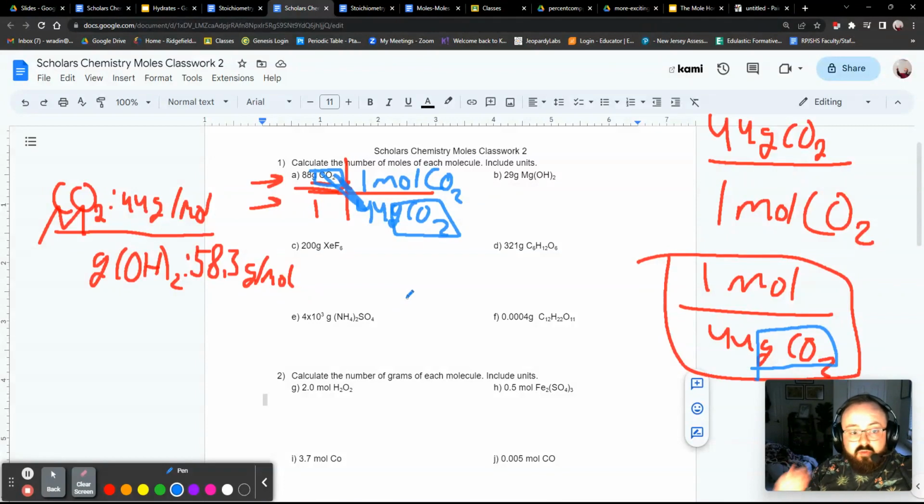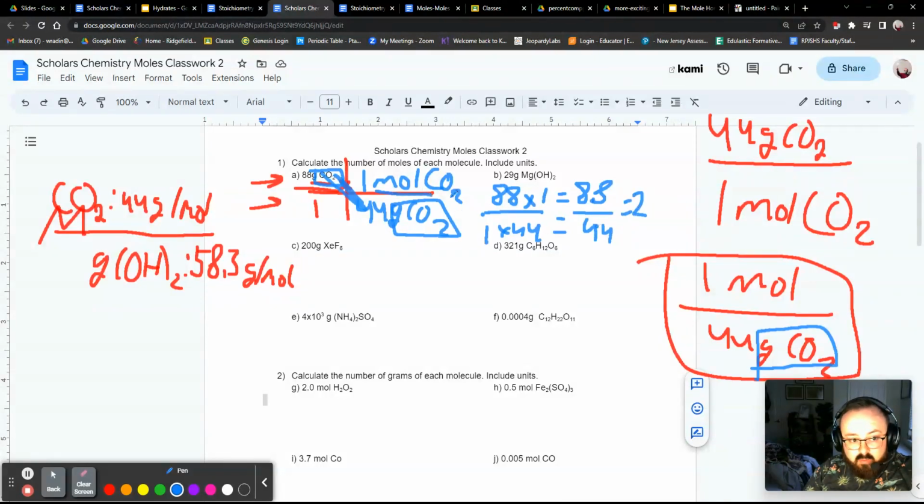All that's left is to multiply. We multiply the top numbers: 88 times 1 equals 88. And we multiply the bottom numbers: 1 times 44 equals 44. And then 88 divided by 44 just gives us 2. What is my unit? Moles of CO2. 2 moles of CO2.